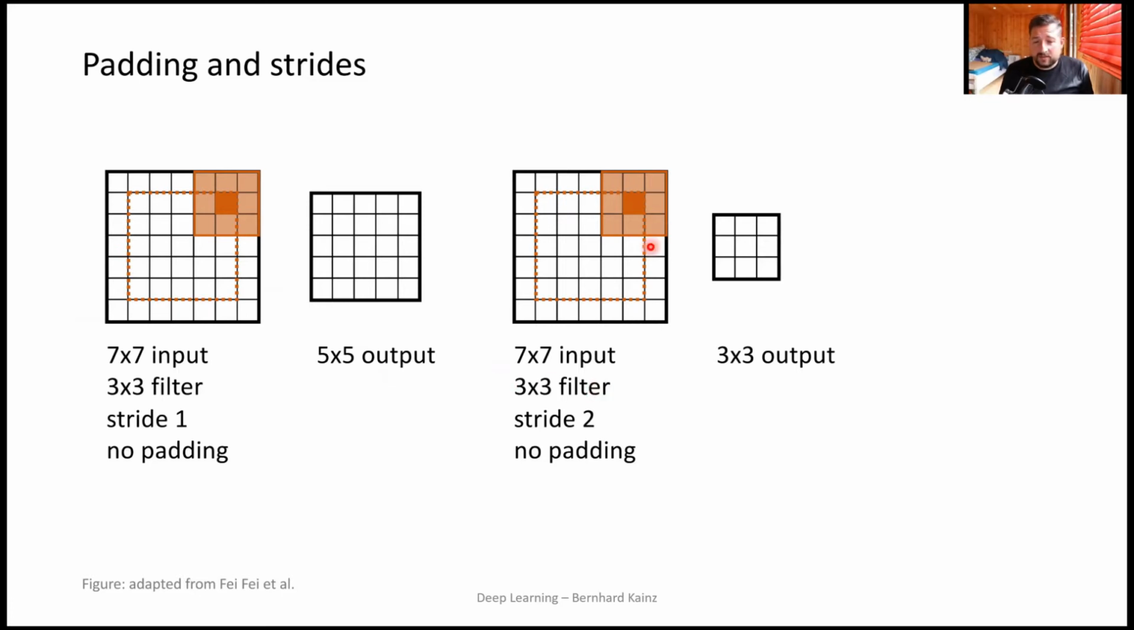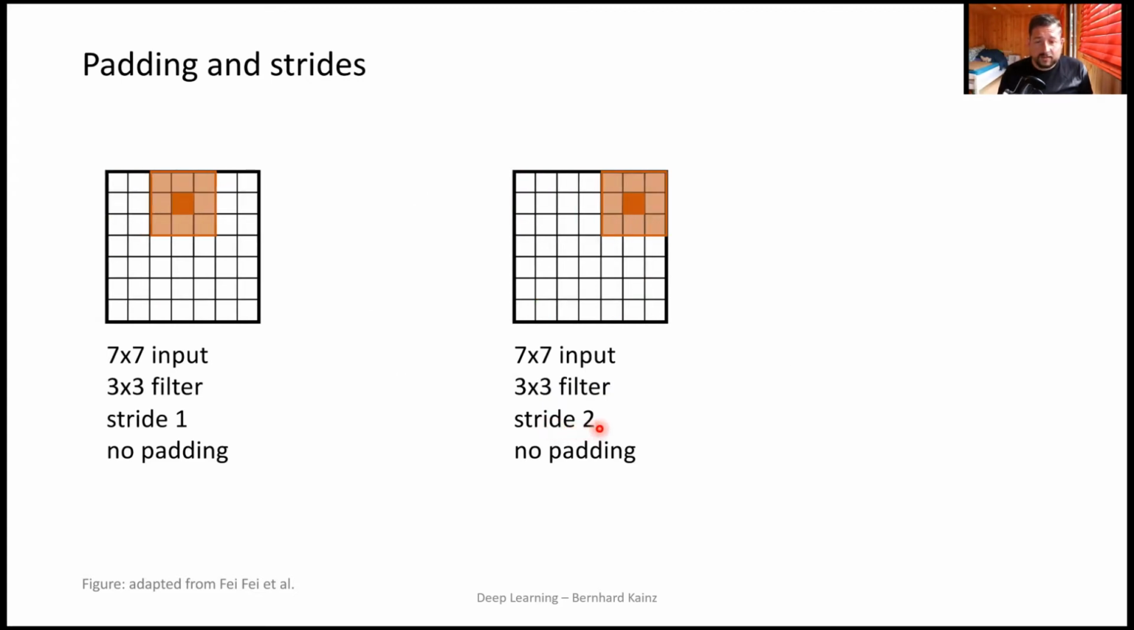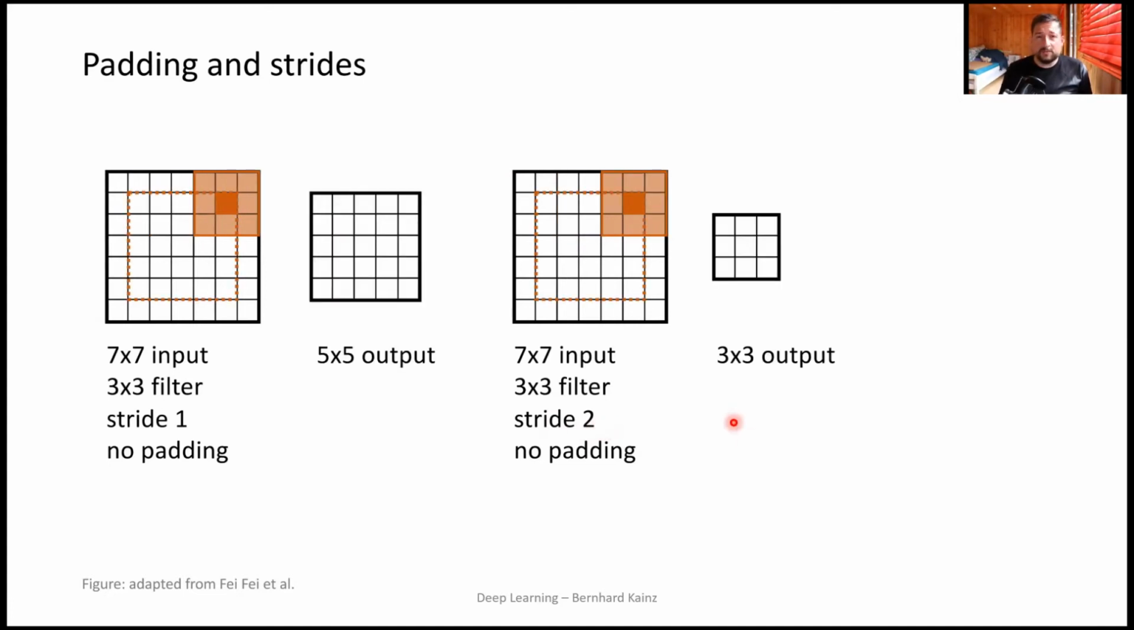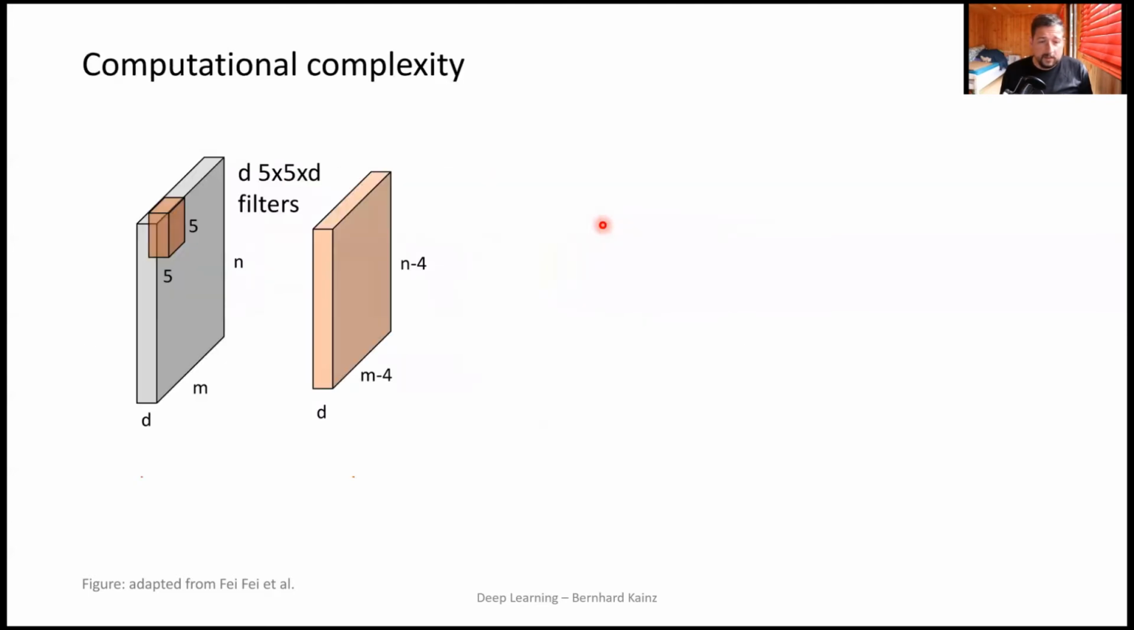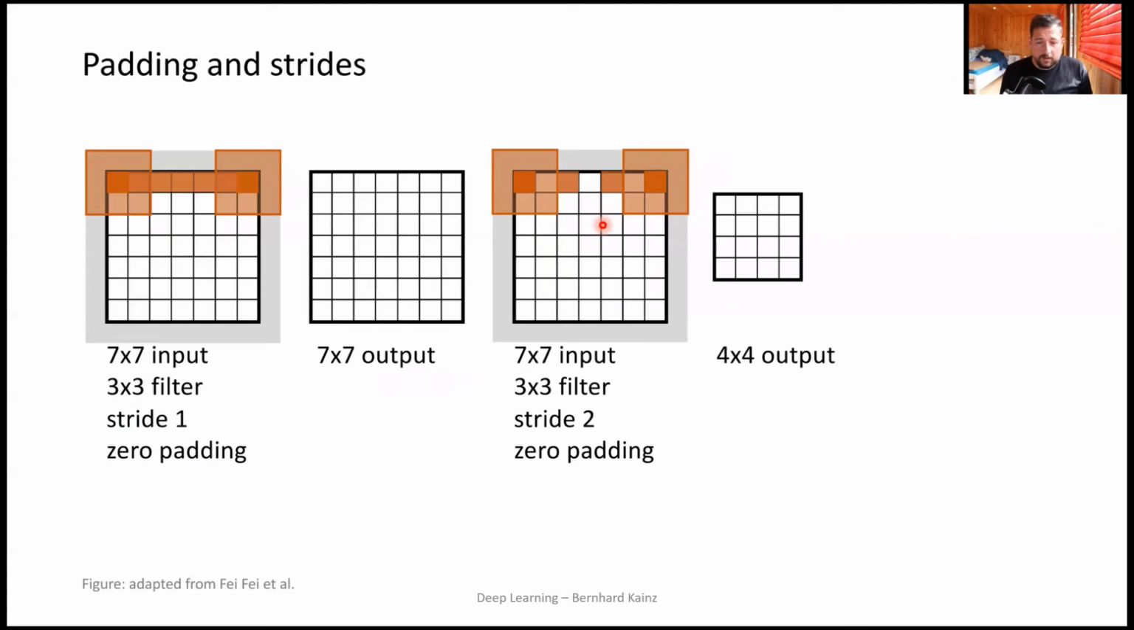Now I can do the same operation, but with a stride of 2, so I move by 2 pixels for every step with no padding. This will produce a 3x3 output, right? So I can reduce the output size by quite a bit by jumping over a few pixels while not losing too much information, because the information will still be in the convolution neighborhood of that filter kernel. Right, so with zero padding, I can get to other output sizes.